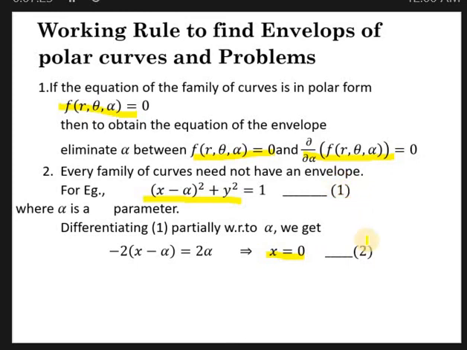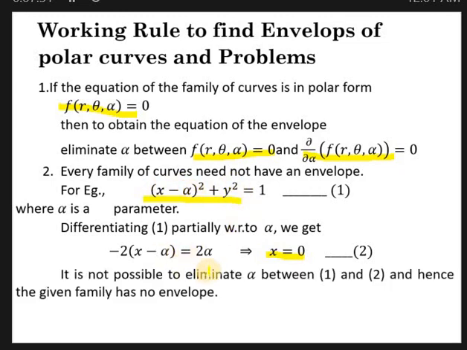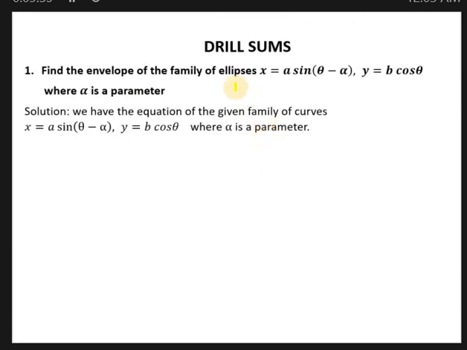Now from 1 and 2, it is impossible to eliminate alpha. So the curve x minus alpha whole square plus y square is equal to 1 has no envelope. So every family of curves need not have an envelope. Find the envelope of the family of the ellipses x is equal to a sine of theta minus alpha and y is equal to b cos theta, where alpha is a parameter. Solution.